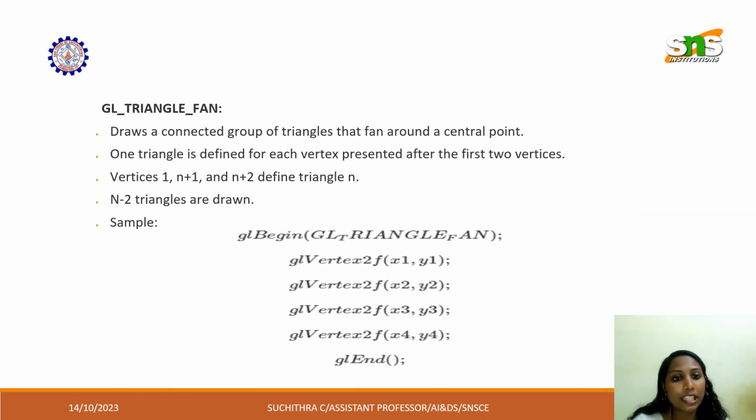Next one, triangle fan. Draw a connected group of triangles that fan around a central point. One triangle is defined for each vertex presented after the first 2 vertices. Vertices 1, n+1 and n+2 define triangle n. n-2 triangles are drawn. Here we are going to use the function GL_TRIANGLE_FAN. Here we are giving 4 vertices: x1, y1, x2, y2, x3, y3, x4, y4, glEnd().